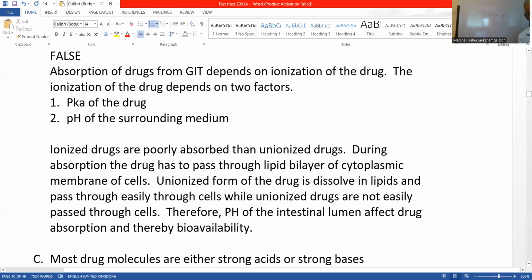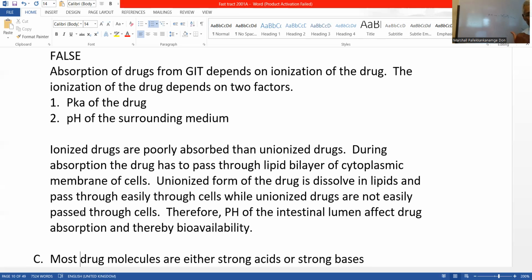This gives a little bit of explanation. Ionized drugs are more poorly absorbed than unionized drugs. Ionized drugs cannot pass through the lipid bilayer because they have a charge. During absorption, the drug has to pass through the lipid bilayer of the cytoplasmic membrane of cells.